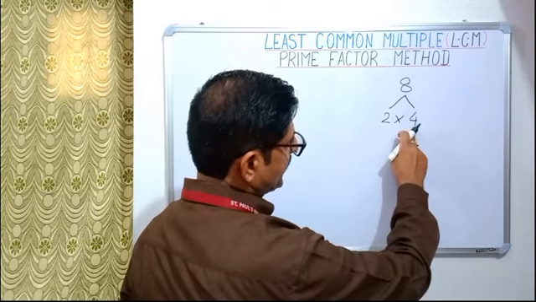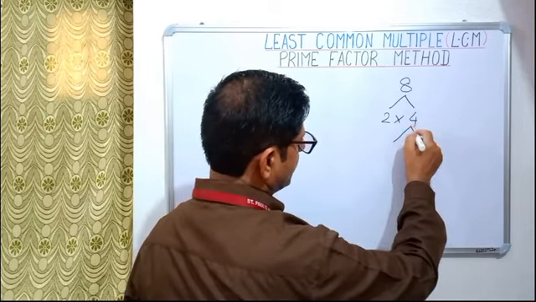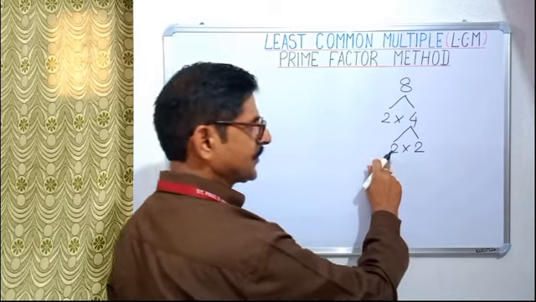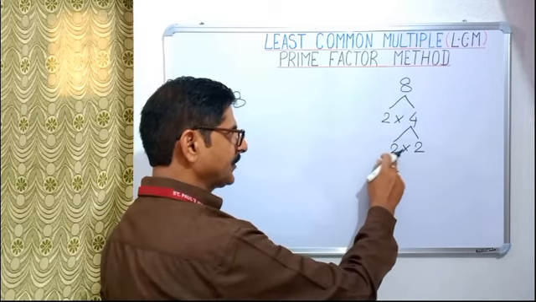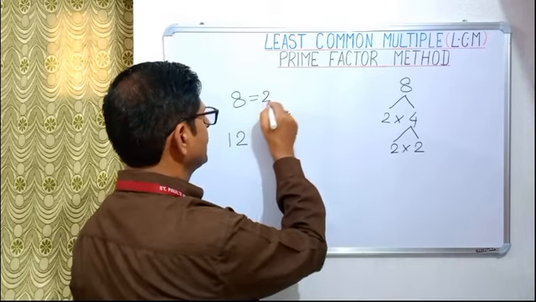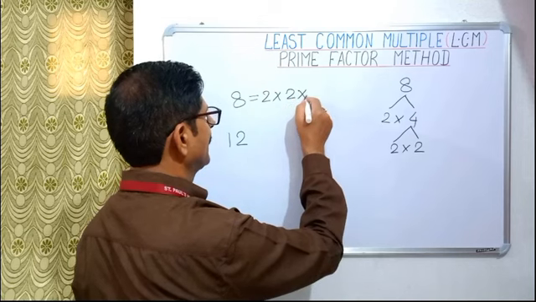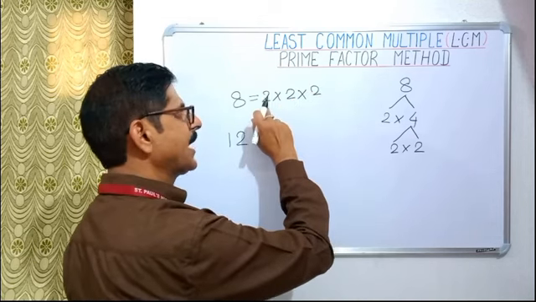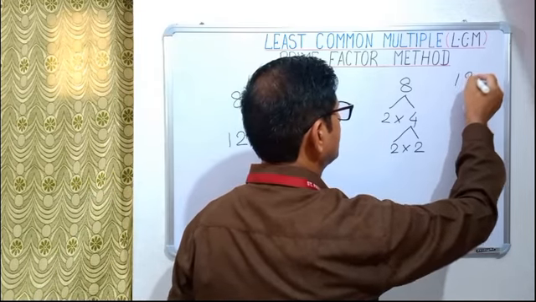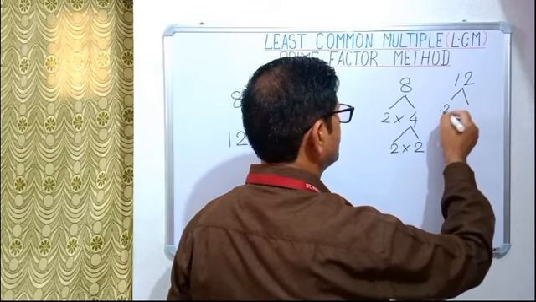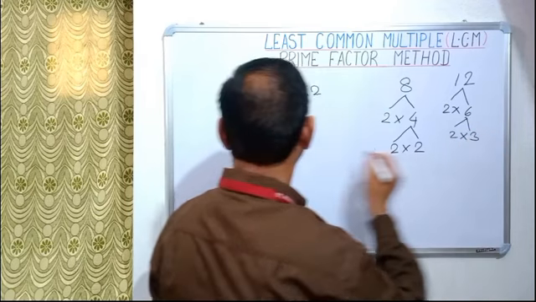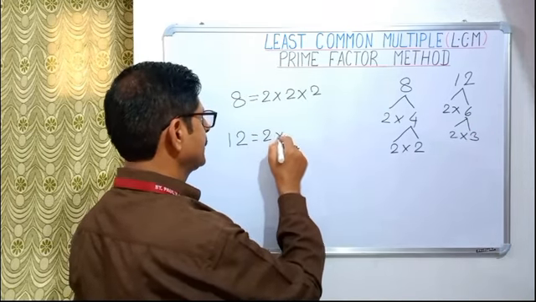Now this 4 is composite. Now write this 4 as the product of two numbers such that one of them is prime. Here we have got both of them as prime numbers. So we can say 8 is equal to 2 into 2 into 2. Check it. 2 2s are 4, 4 2s are 8, and all the factors are prime. So is the case with 12 also. 2 into 6, 2 into 3, and 12 is equal to 2 into 2 into 3.